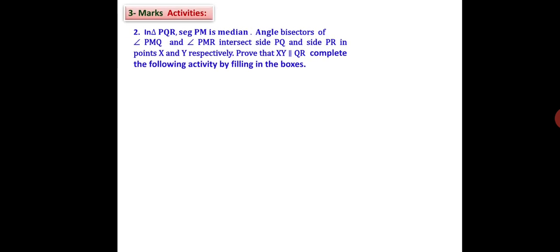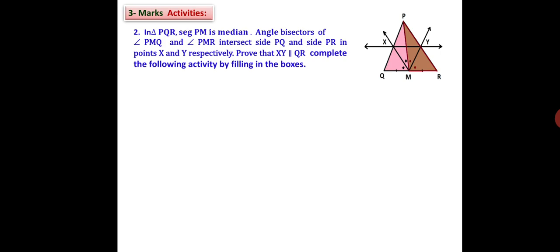Means actually we have to solve there. Let us consider one more problem that is based on this activity for 3 marks. In triangle PQR, segment PM is the median. Angle bisector of angle PMQ and PMR intersect side PQ and side PR in the points X and Y respectively. See the figure. Prove that XY is parallel to QR.